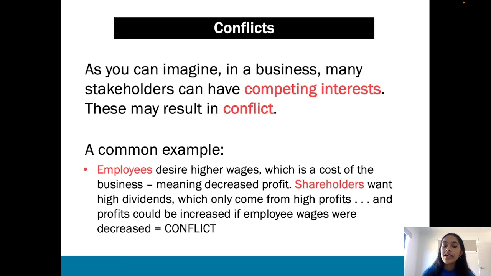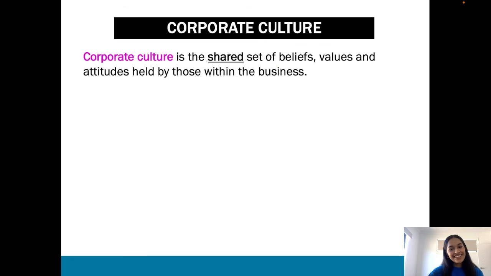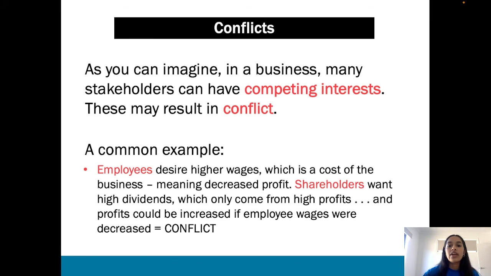So that's a conflict. If employees want higher wages, that's going to mean that the business is going to be paying them more, and that decreases their profit since that's an expense. But that's in conflict with shareholders' interest because they want high dividends, which only come from high profits. And so that's going to decrease their dividends if the business is going to be paying their employees more. And so, conflict. Boom. That's a really key common example that you could use.